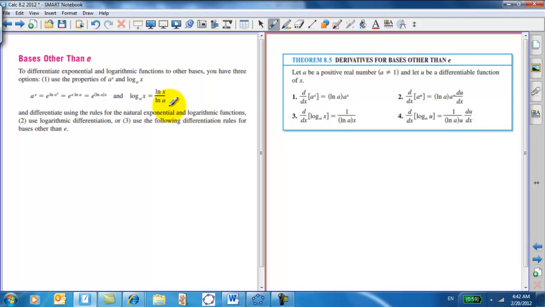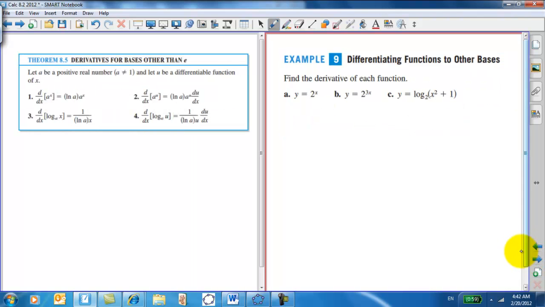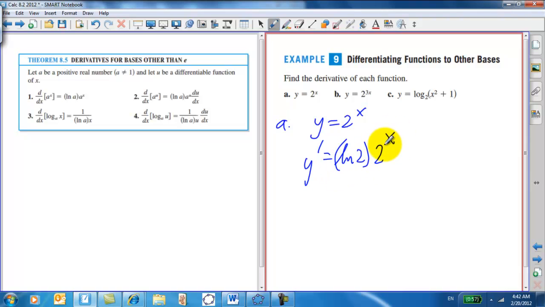And that's also how you deal with log base a of x. So feel free to write these rules down. It's how you deal with this if you have bases other than e. So let's try this. On a, here we have y equals 2 to the x. So the derivative, using this rule, is going to be the natural log of the base times just the exponential function, 2 to the x. That's all there is to it there.